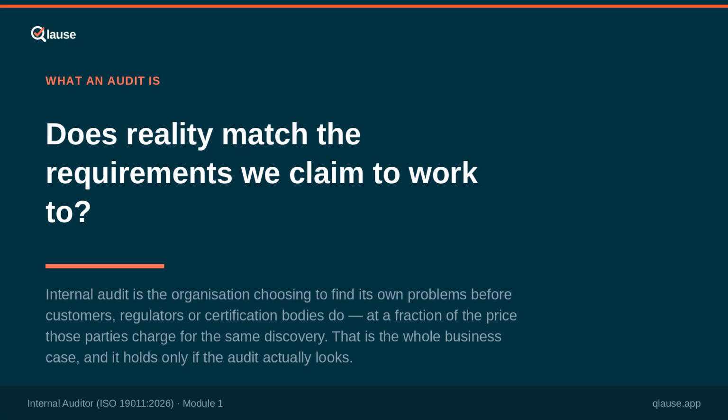Start with the definition, because everything else hangs off it. An audit is a systematic, independent, evidence-based examination. It asks 2 questions. Does reality match the requirements we claim to work to? And is the system achieving what it exists to achieve? Internal audit is the organization choosing to find its own problems before customers, regulators, or certification bodies find them for it, at a fraction of the price those parties charge for exactly the same discovery. That is the entire business case for internal audit. And notice the condition attached to it. It only holds if the audit actually looks.